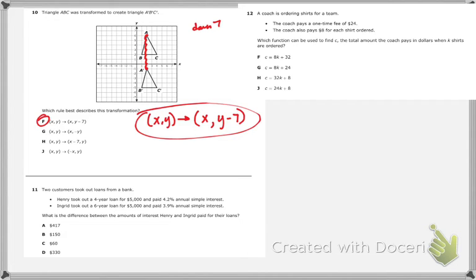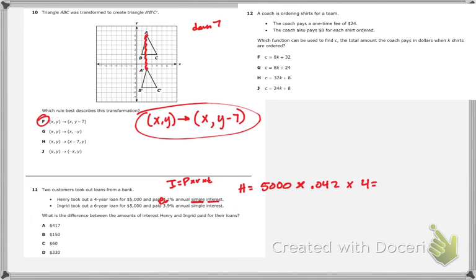For number 11, we have 2 customers took out loans from a bank. Henry took out a 4-year loan for $5,000 and paid 4.2% annual simple interest. Okay, so for simple interest, we know a formula is I equals P times R times T. P is going to be the money, so Henry is 5,000 times our rate, which is 0.042, and I got that from moving the decimal 2 places to the left. And then our time is 4 years.